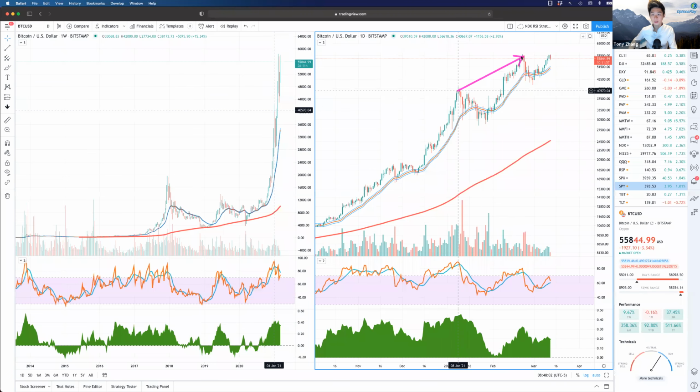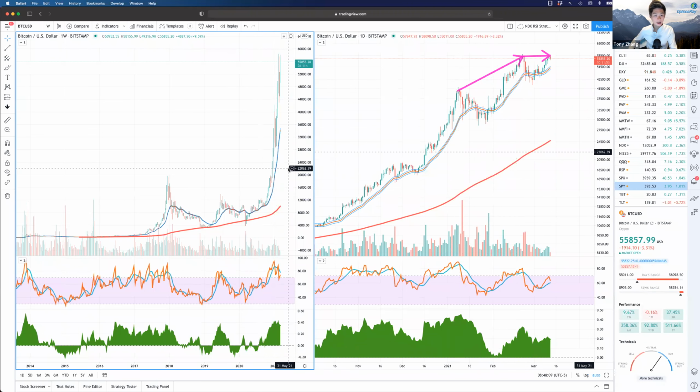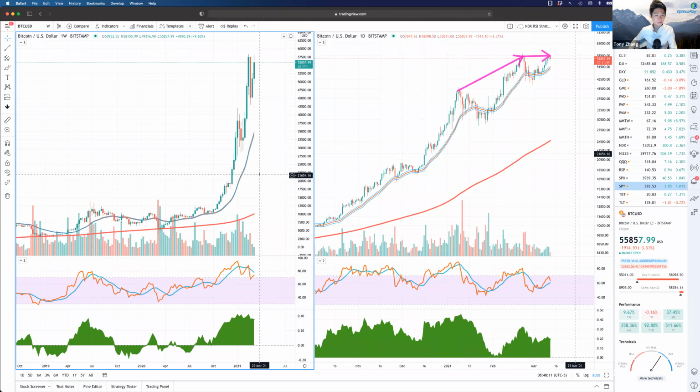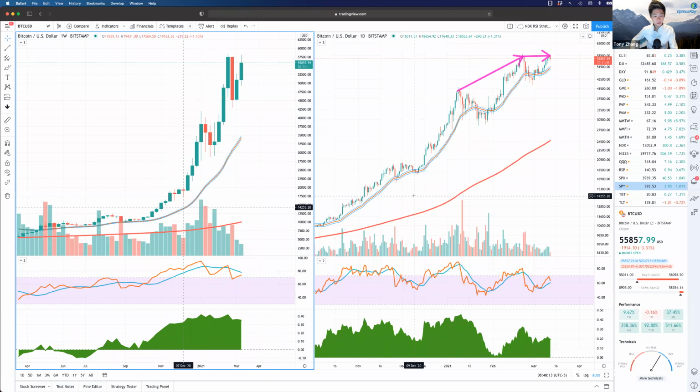These moves have just been becoming more and more exhausted here to the upside. A lot of divergence here across the board. So when you look at that, and you look at Riot and Bitcoin, the chart really is not too different.